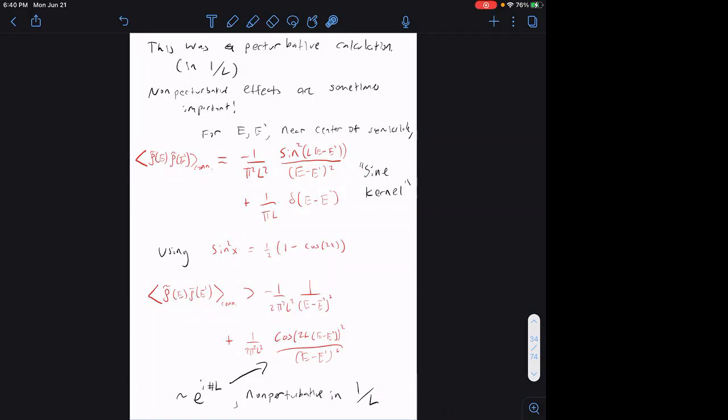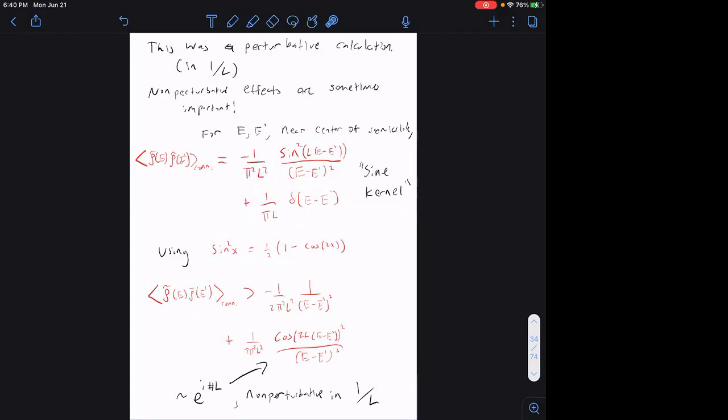And here I'm going to write the full formula because it's actually important and interesting. That includes all the non-perturbative effects. I'm not going to be able to derive this as I don't have enough time for this, but this is the exact formula for this pair correlation function in the GUE. So it's a sum of two terms. Here's minus 1 over L squared times sine squared of L times the energy difference divided by the energy difference squared, plus 1 over L times a delta function E prime. So this term is pretty simple.